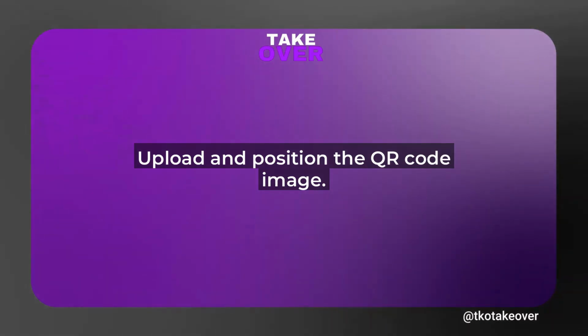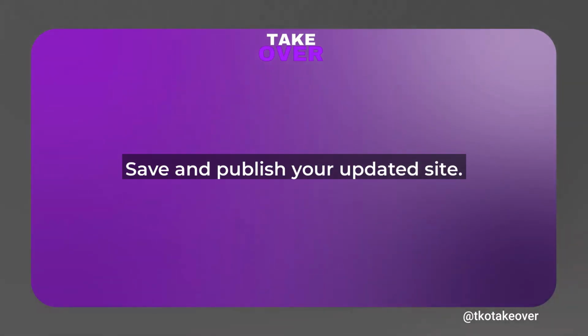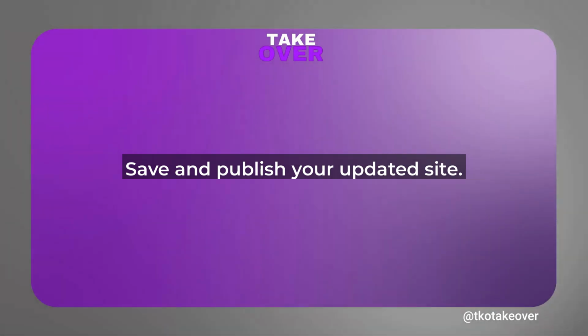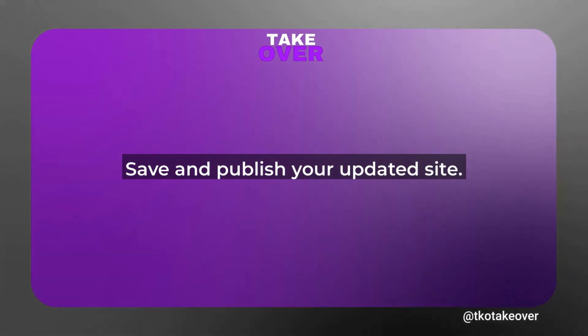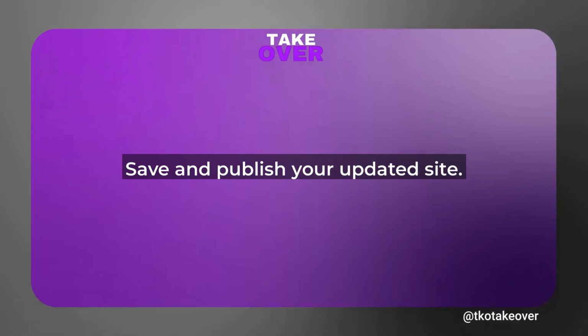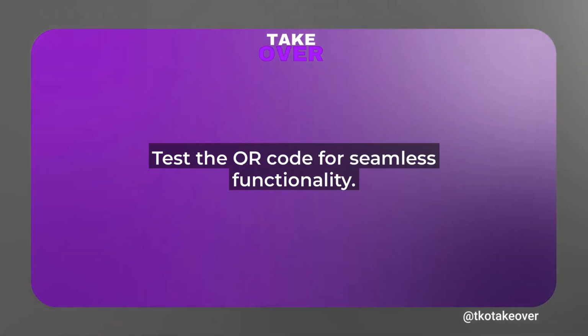Finally, hit Save to store your changes, then click Publish to make your site live. Test it out by scanning the QR code on your phone to ensure it works seamlessly. And there you have it, QR codes added to your Google Sites in no time. This tip can really elevate your digital projects.